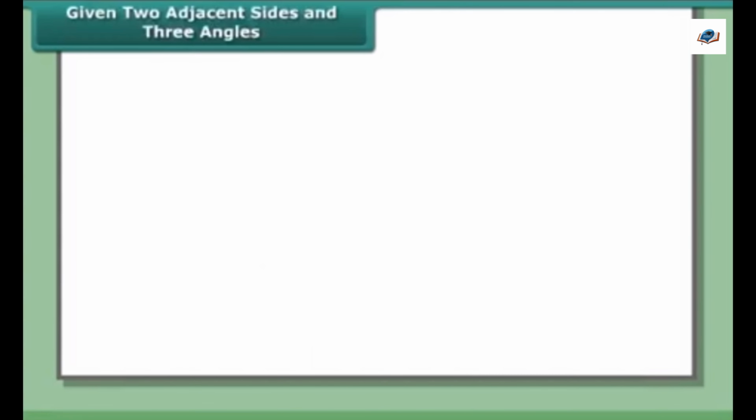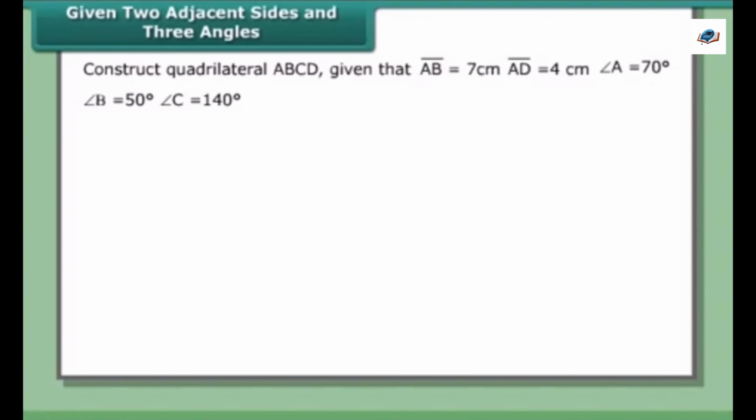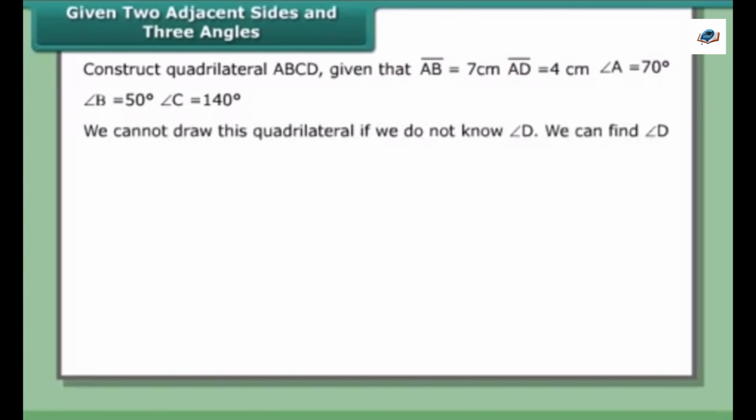Given two adjacent sides and three angles. Construct quadrilateral ABCD, given that AB is equal to 7 cm, AD is equal to 4 cm, angle A is equal to 70 degrees, angle B is equal to 50 degrees, and angle C is equal to 140 degrees. We cannot draw this quadrilateral if we do not know angle D. We can find angle D.